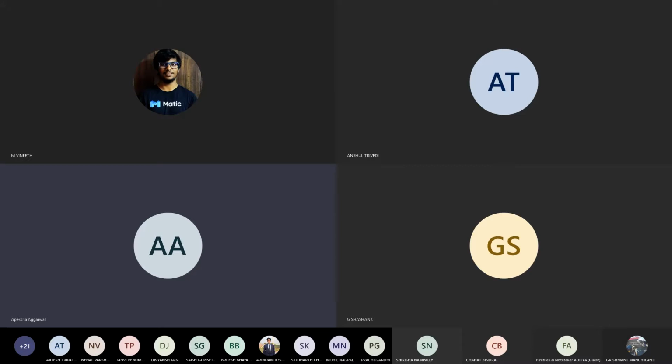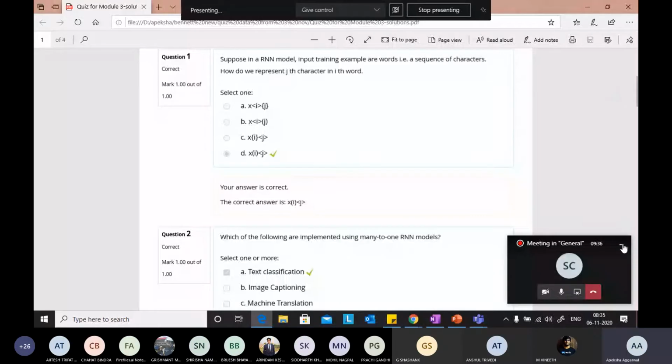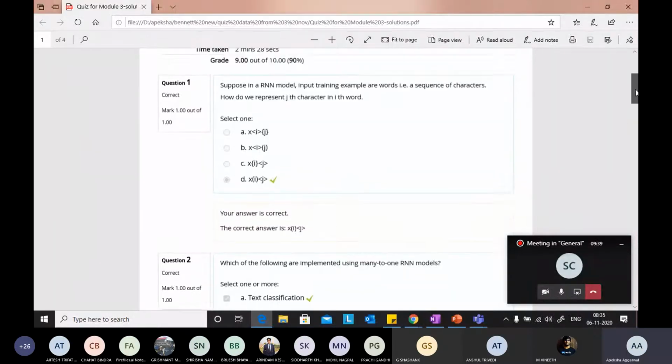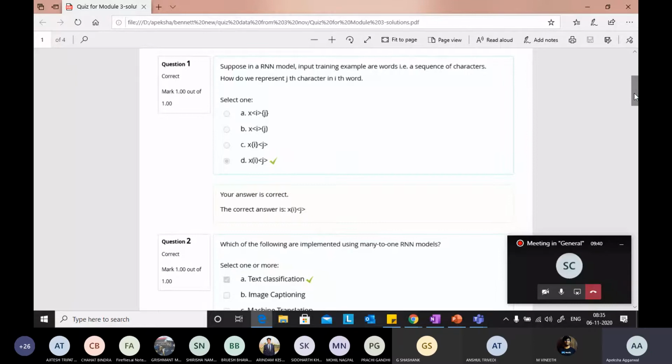First, I'm going to discuss the solutions of the quiz that we did last time, and then we are going to proceed with the last topic of the third unit, that is autoencoders. Okay, so I'll share my screen. Okay, here are a few solutions for the 10 questions that were there.